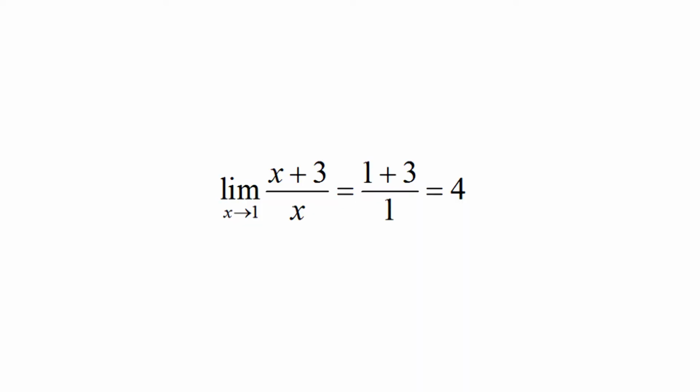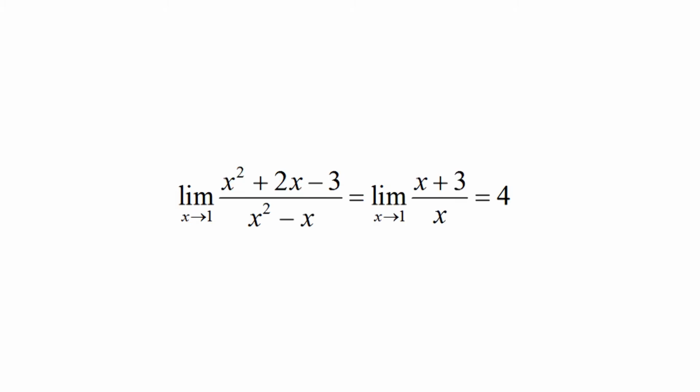Now, for the rational function (x plus 3) upon x, the limit of the denominator as x approaches 1 is not 0. Thus, by applying the theorem on rational functions, we can find the limit by substituting x equal to 1 in the simplified fraction, which gives the limit of (x plus 3) upon x as x approaches 1 equal to (1 plus 3) upon 1 equal to 4. Thus, the limit of (x square plus 2x minus 3) upon (x square minus x) as x approaches 1 equals the limit of (x plus 3) upon x as x approaches 1 equals 4.